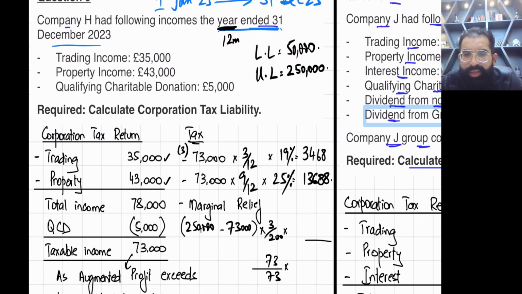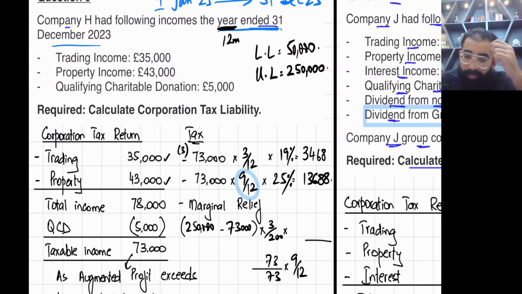And now finally, should I tell you one thing? Now finally you need to multiply marginal relief with 9 upon 12 as well, because here you are doing the calculation for 9 months, and here you are also doing the calculation for 9 months, so you will have to write 9 upon 12 here, because now you will get marginal relief also for 9 months. Why? Because only 9 months of this accounting period lie in financial year 23.